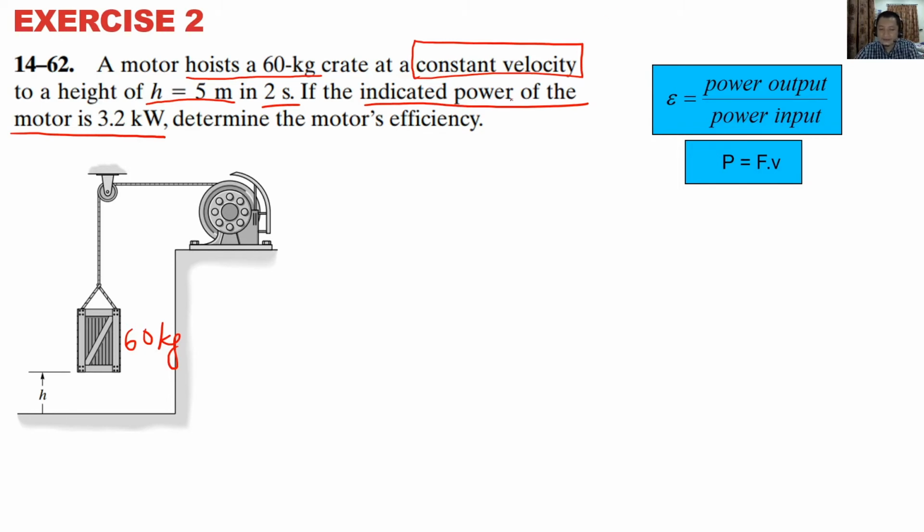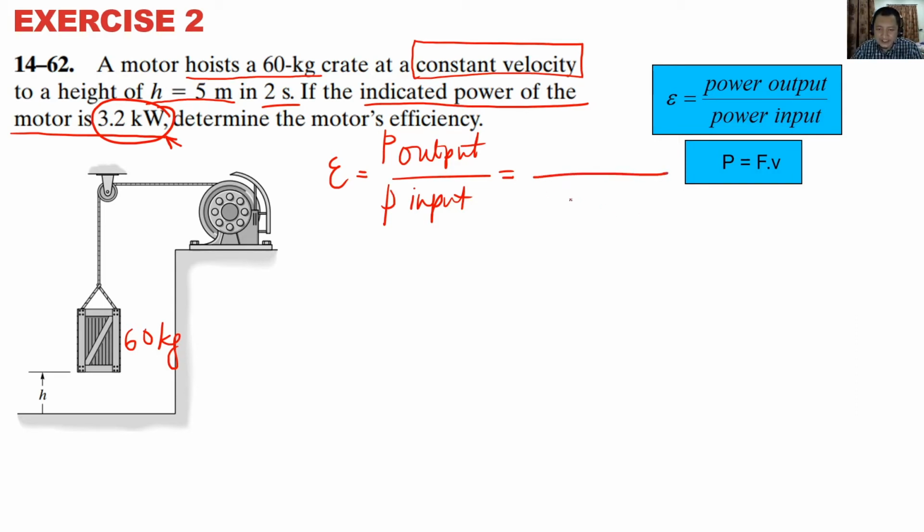So, efficiency is equal to output power over input. Indicated power of the motor is 3.2 kilowatt. So what is this? Output or input? So obviously this is input. Output is always our system, how you design your system.